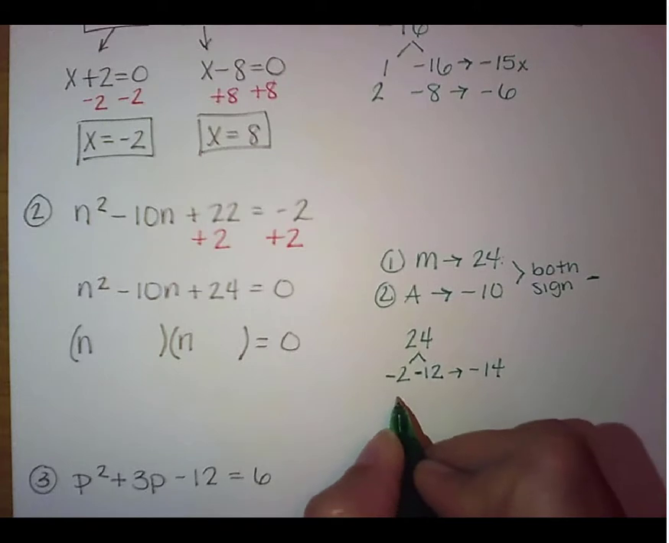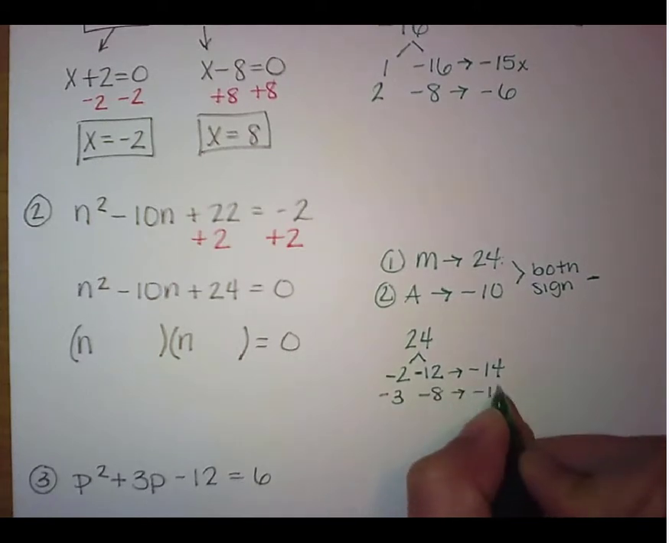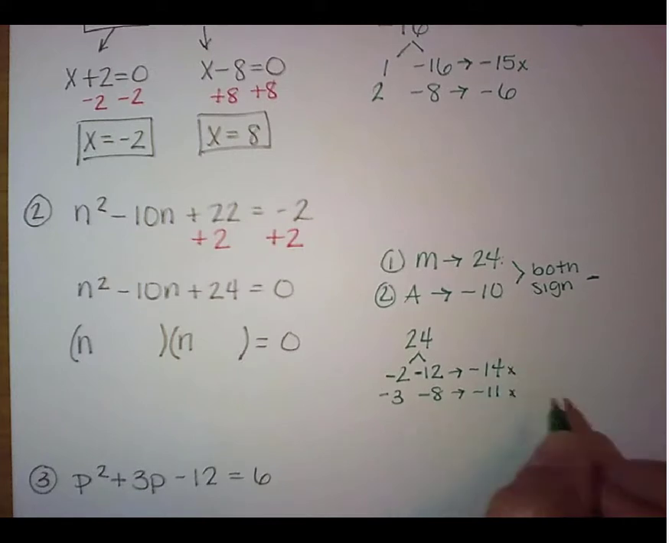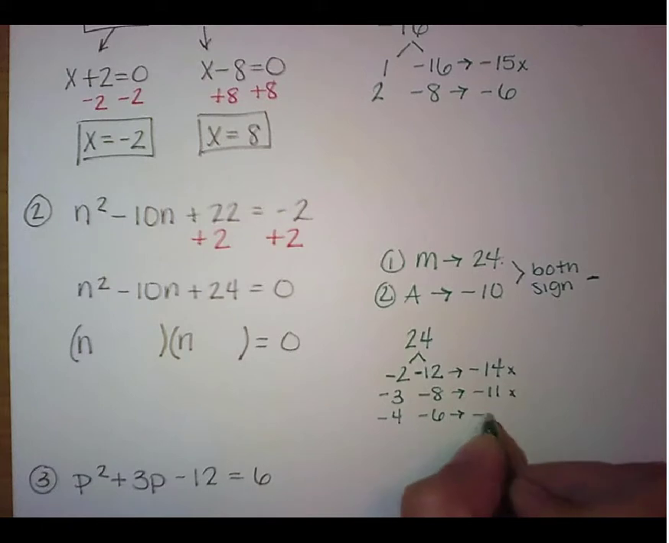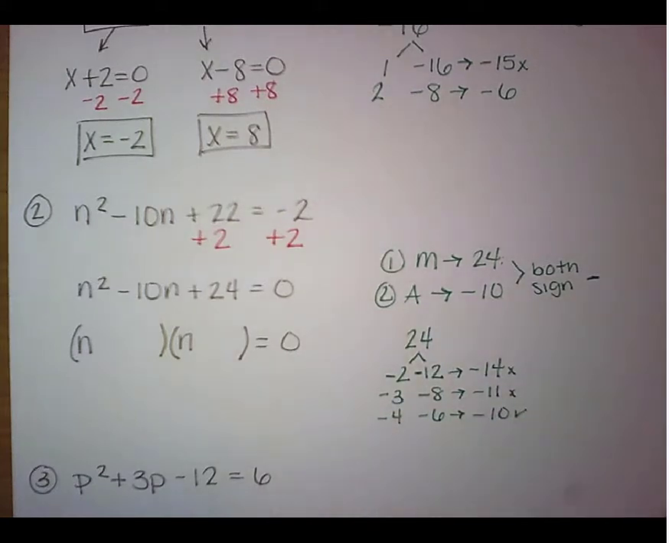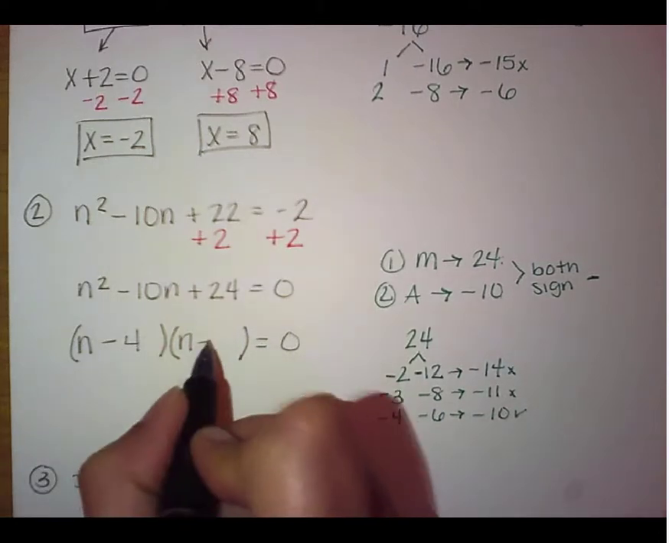So let's try negative 3 and negative 8. That's going to give us negative 11. So that one didn't work. What about negative 4 and negative 6? Oh, there it is, negative 10. There's our pair. So we've got n minus 4 and n minus 6.